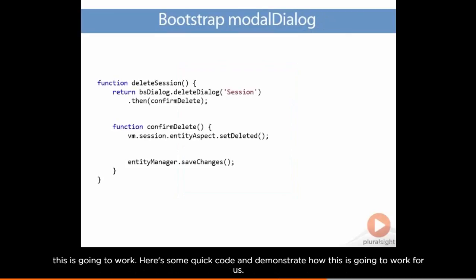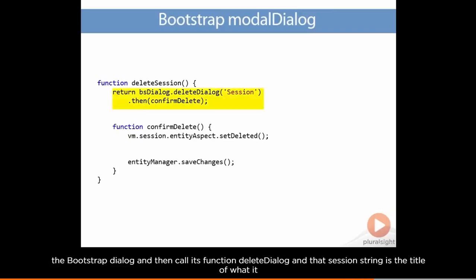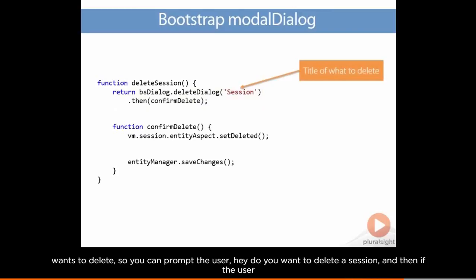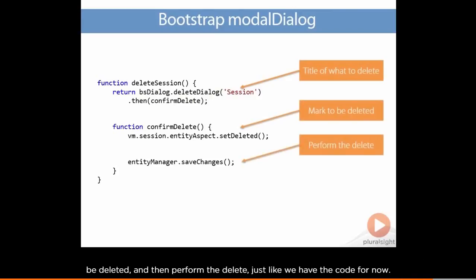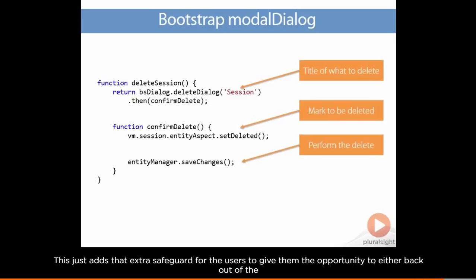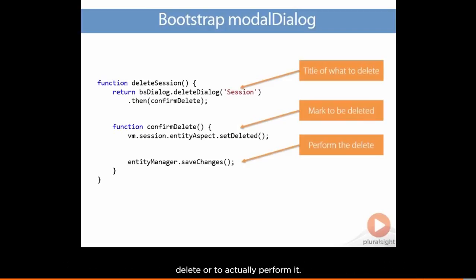Here's some quick code to demonstrate how this is going to work for us. Inside a delete session, before we actually perform the delete, which we do down in the confirm delete, instead we're going to do something like this where we actually prompt the user first. So we'll call into the Bootstrap dialog and then call its function delete dialog. And that session string is the title of what it wants to delete. So you can prompt the user, hey, do you want to delete a session? And then if the user confirms that they want to delete, it'll call the first function there, confirm delete. It'll mark it to be deleted and then perform the delete, just like we have the code for now. This just adds that extra safeguard for the users to give them the opportunity to either back out of the delete or to actually perform it.